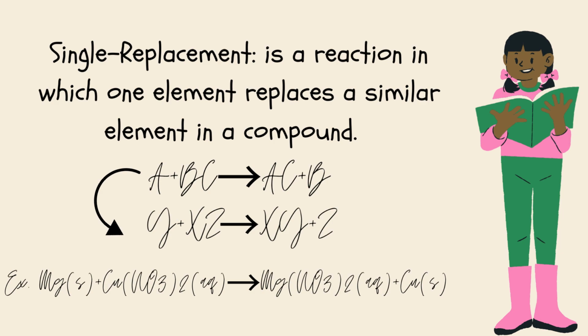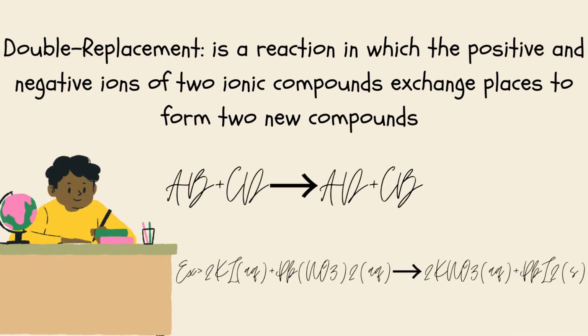So let's go to the next type, which is double replacement. A double replacement is a reaction in which the positive and negative ions of two ionic compounds exchange places to form two new compounds. And here's the general form: AB plus CD yields AD plus CB. So we have an example. Potassium iodide plus lead nitrate yields potassium nitrate plus lead iodide.